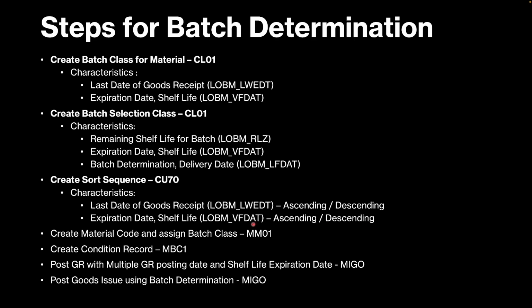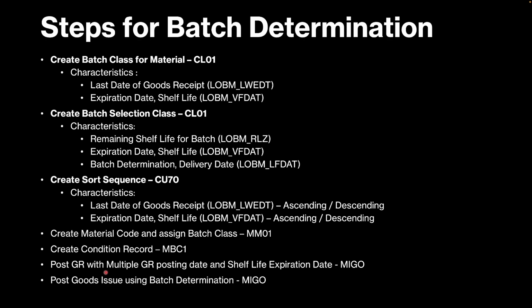Now, once you have created the batch class for material, batch selection class and sort sequence, you need to create the material code and assign the batch class. And here you will also mark the material for batch management, and you will assign the class that you created in the first step to this particular material master. Then you will create the condition record through T code MBC1. This condition record can be created against a combination of multiple fields for which you have created the condition tables and stored in the access sequence.